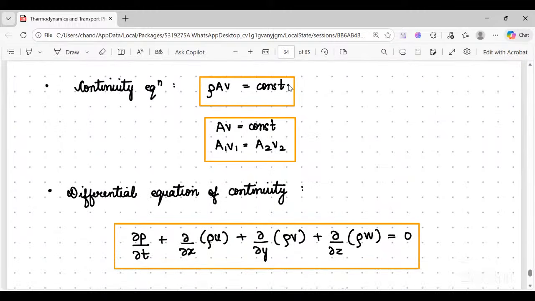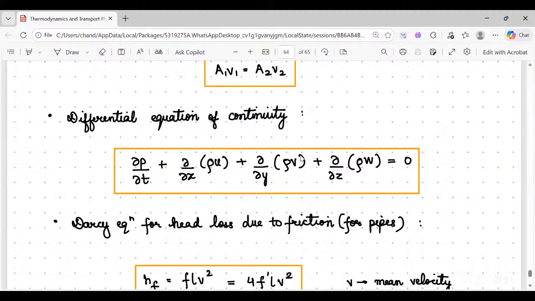Continuity equation: rho AV is equal to constant, so AV is equal to constant. A1 V1 equal to A2 V2. Differential equation of continuity: ∂rho/∂t plus ∂/∂x of rho u plus ∂/∂y of rho v plus ∂/∂z of rho w is equal to 0. This is the differential equation of continuity.